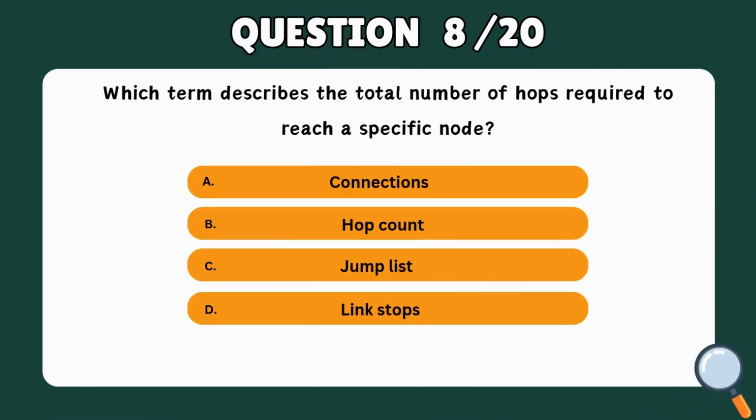Question 8. Which term describes the total number of hops required to reach a specific node? A. Connections. B. Hop count. C. Jump list. D. Link stops.